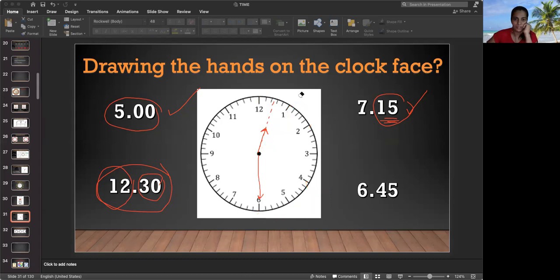Okay. So this is how you could draw 12:30. Okay. To be very precise. Don't go and put it near 1. Don't go and put it near 12. It should be somewhere in the middle.